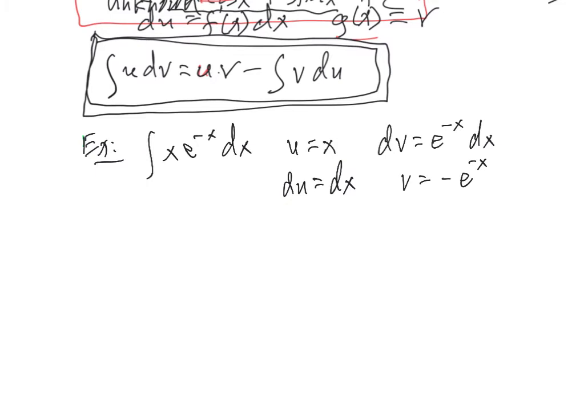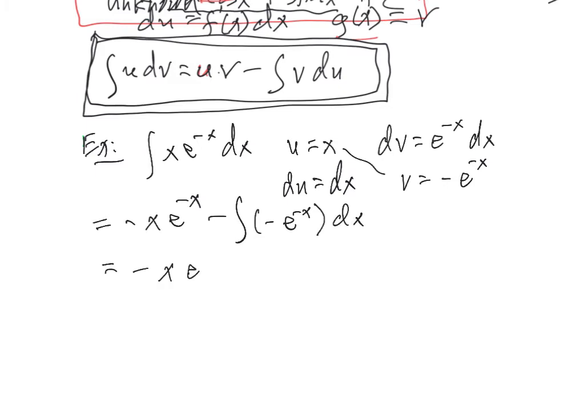And now we put the pieces back together. This thing is equal to uv, which is minus x e to the minus x, minus the integral of v, which is minus e to the minus x du. And du, of course, is just dx. If we clean that up a little bit, I get plus the integral e to the minus x. And again, just like the last example, we get a nice, easy trade-off integral.